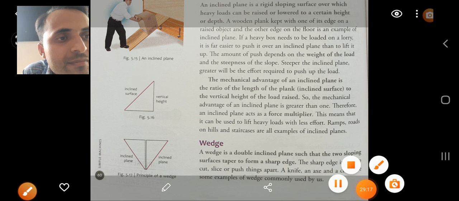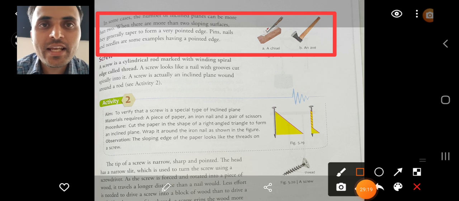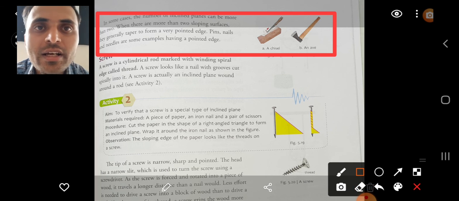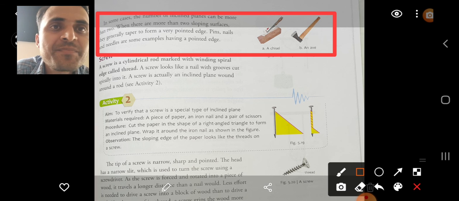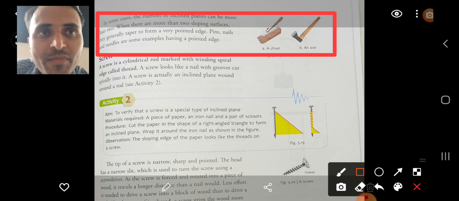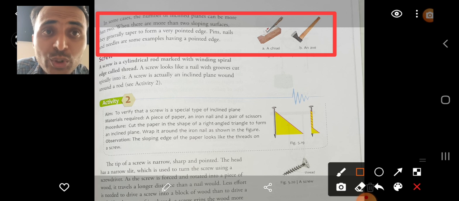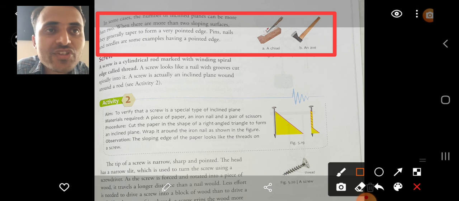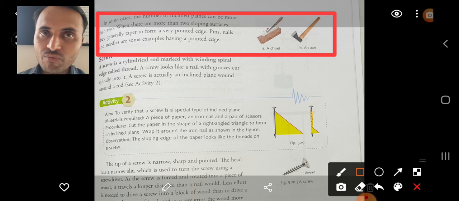Okay, see the examples of the wedge, that is the chisel and axe. Remember these two examples of the wedge. In some cases, the number of inclined planes can be more than 2. Okay, when there are more than 2 sloping surfaces, they generally taper to form a very pointed edge, such as pins, nails, and needles. These are some examples of the pointed edge. So these are also one type of wedge.